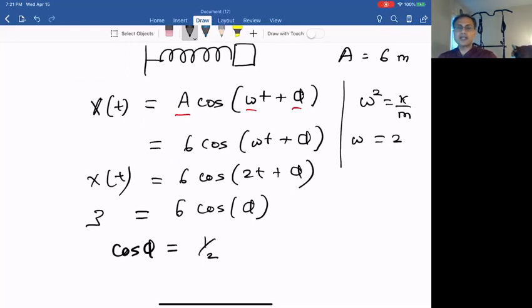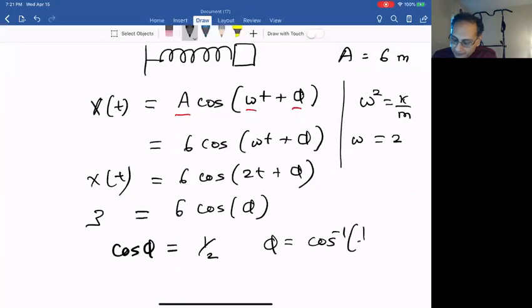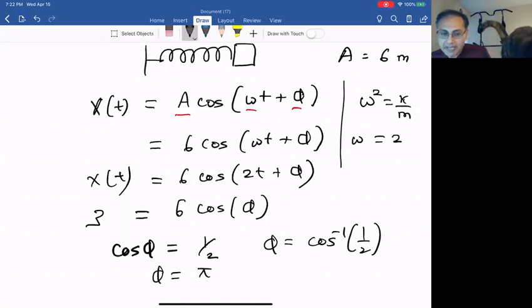And so what is the value of phi? The value of phi is cosine inverse of 1/2. And what is cosine inverse of 1/2? That is 60 degrees, right? So phi is going to be pi over 3.